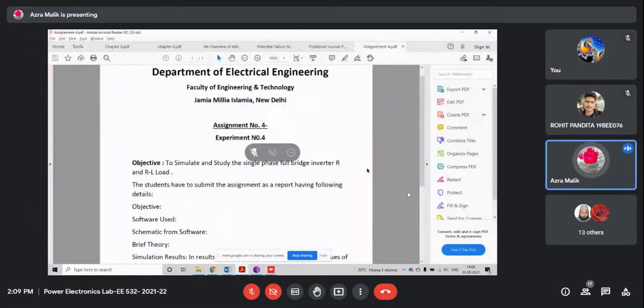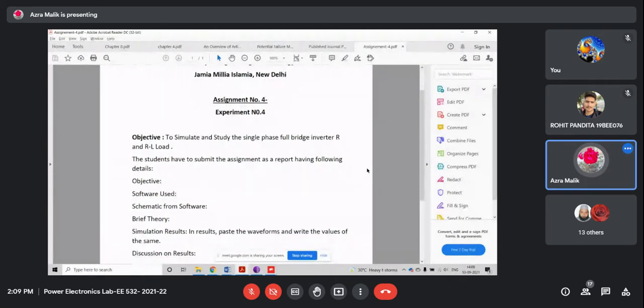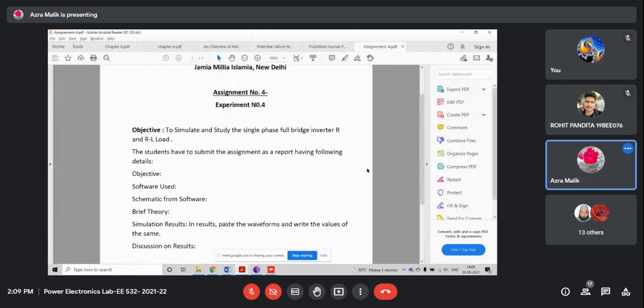Okay, today we will be performing experiment number 4. The objective is to simulate and study single phase full bridge inverter with R and RL load, and you have to submit the report as per the following format, submitted by today 5 or 5:30 p.m.